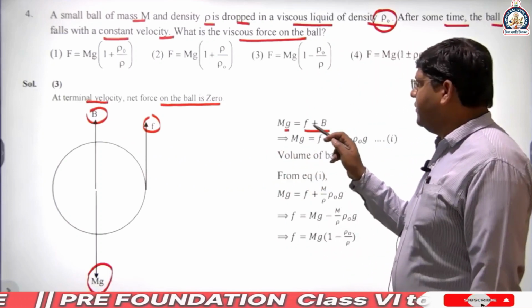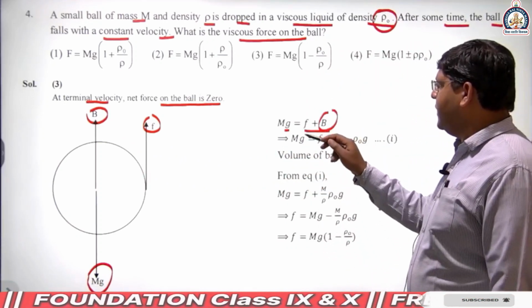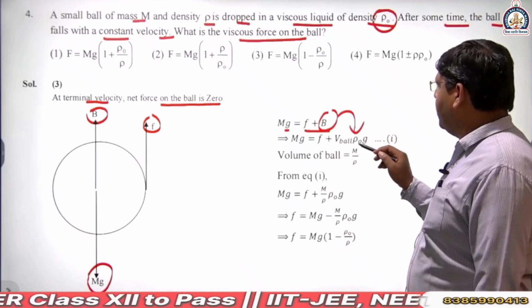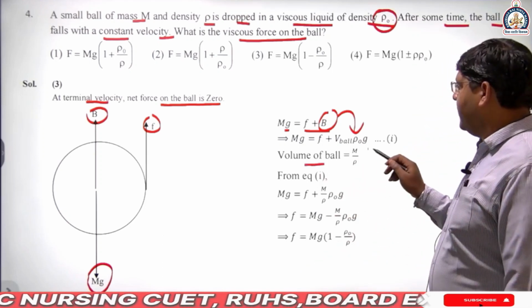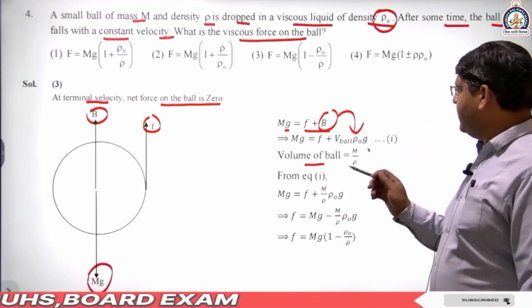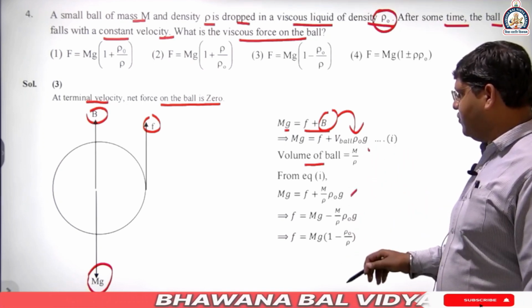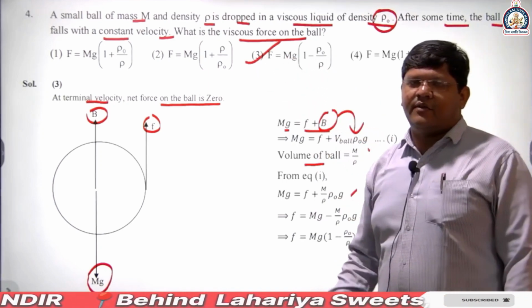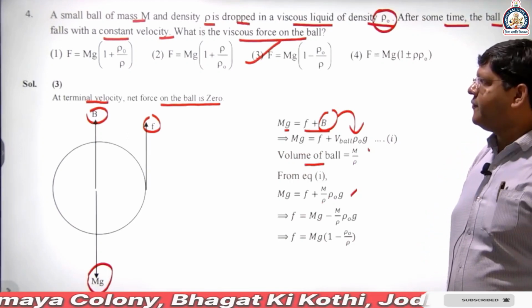So, we can write mg is equal to F plus B, and B can be written as V ball rho naught into g. Now, volume is given as mass upon density. We are just putting the value of volume as mass upon density, and solving we get option number 3. This is the correct relation after solving the forces on the ball in viscous liquid.